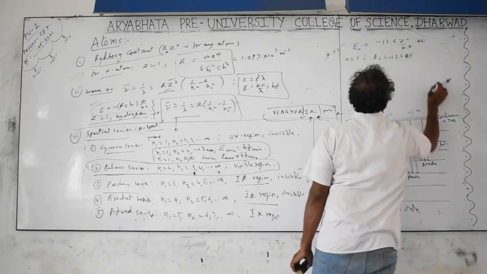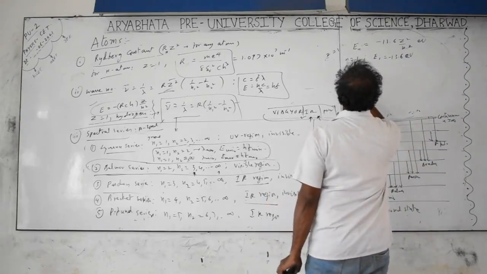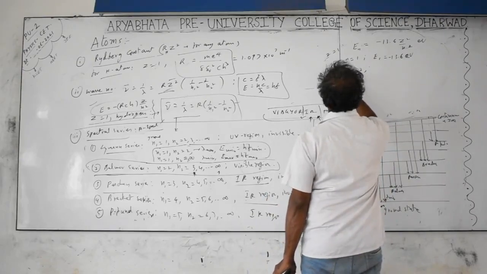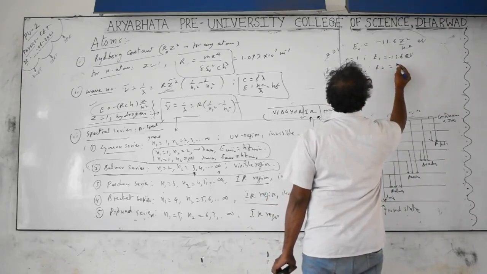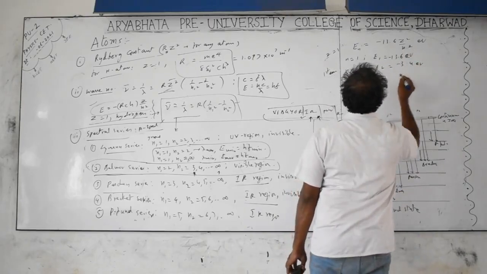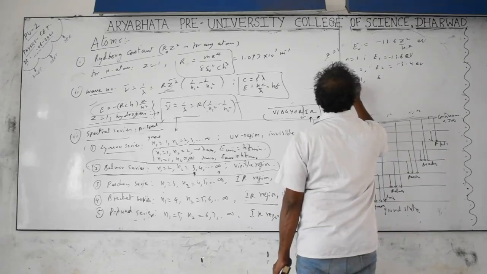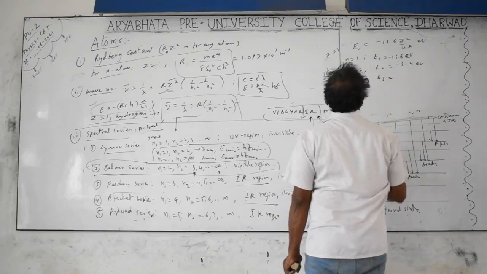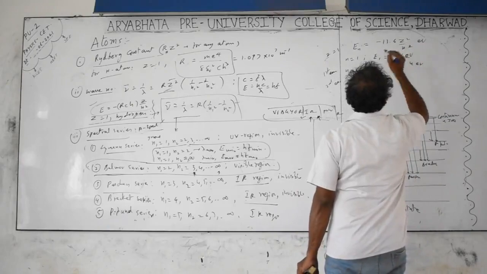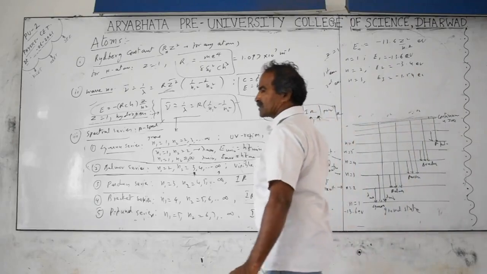The voltage required is minus 13.6 volts. And n equal to 2 is the first excited state. For n equal to 2, E2 is equal to 13.6 by 2 square, which is 4, so minus 3.4 electron volts. For n equal to 3, you will get the second excited state. E3 is equal to 13.6 by 9, which you will get as minus 1.51 electron volts. I will check these values.